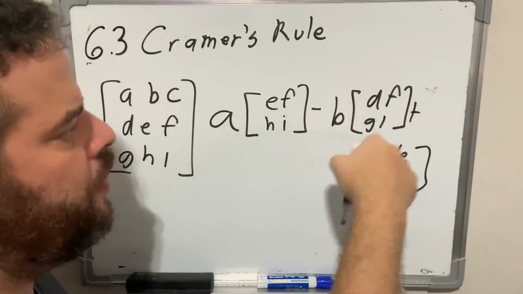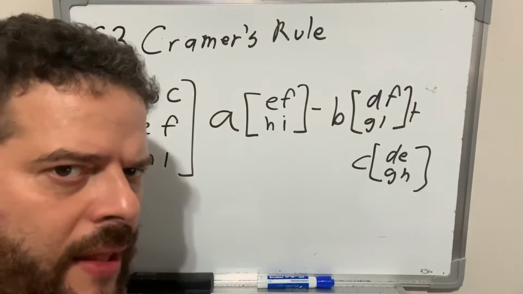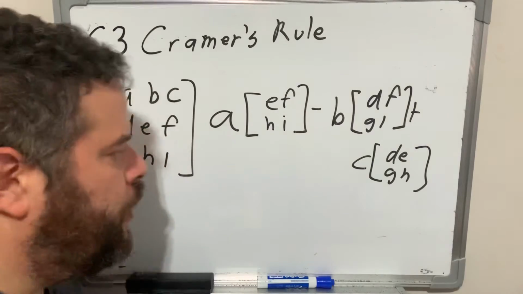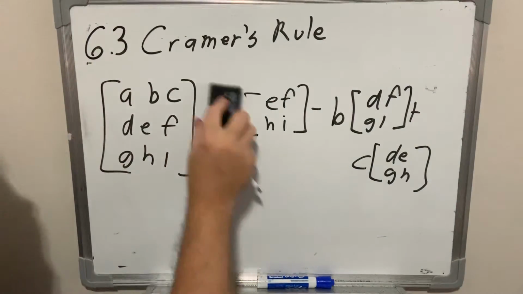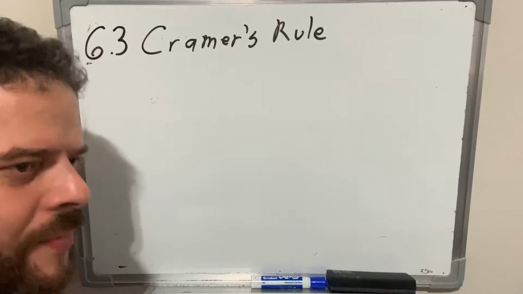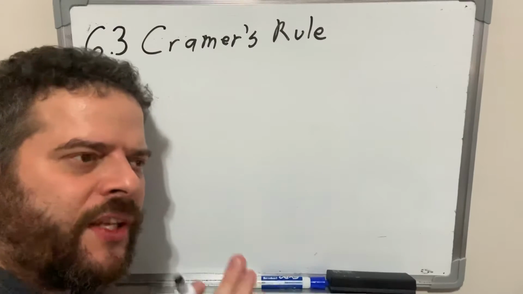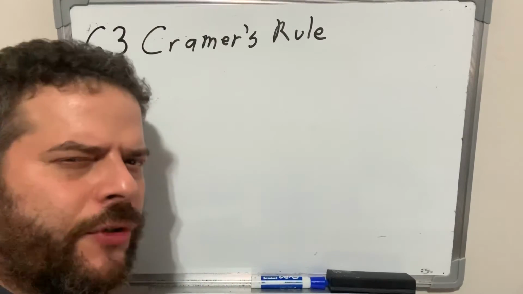Determinants multiply, determinants multiply, determinants multiply, add everything, done. That's how you find the determinant of a 3 by 3 matrix. Now, why do I need to find determinants? Because you'll see that we are able to solve linear equation systems incredibly quickly using determinants and Cramer's rule.